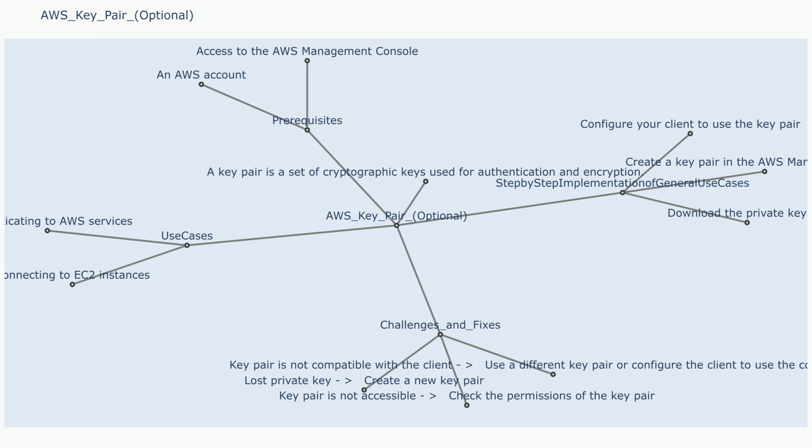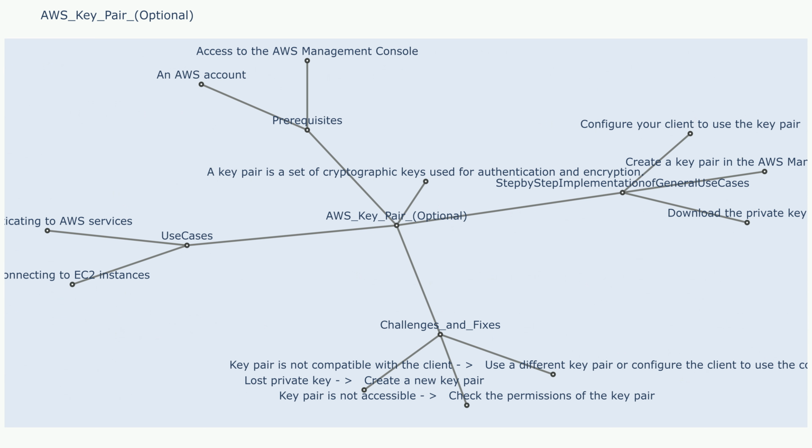Configure your client to use the key pair. The specific steps for configuring your client will depend on the client you are using. For example, to use a key pair to connect to an EC2 instance using SSH, you will need to add the private key to your SSH agent and configure your SSH client to use the key pair.